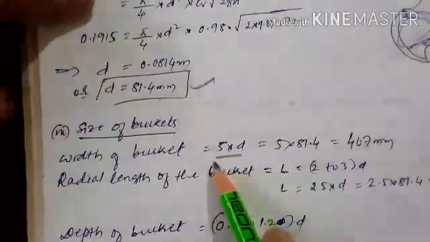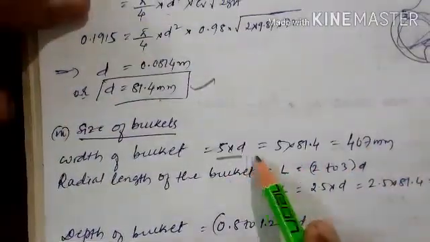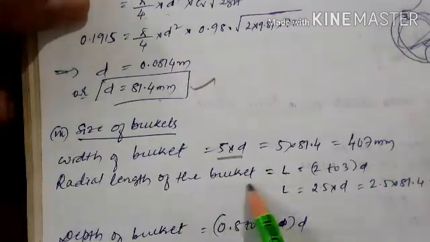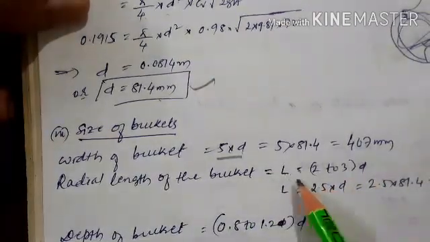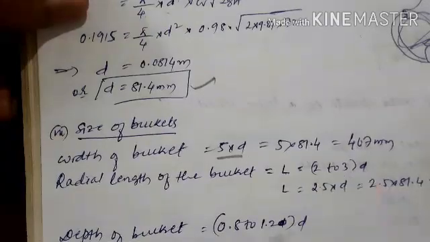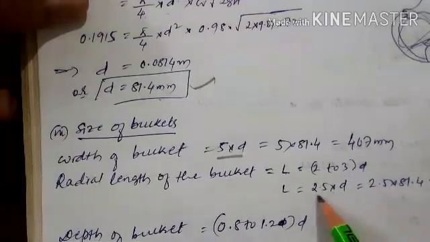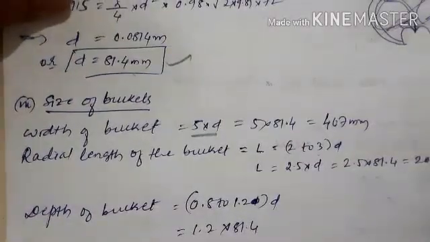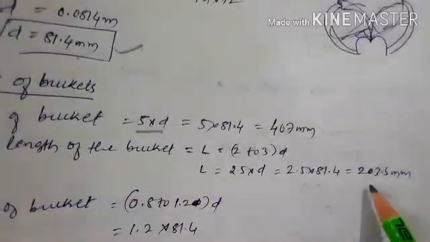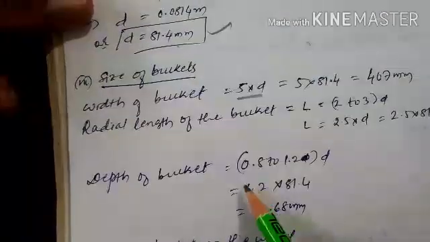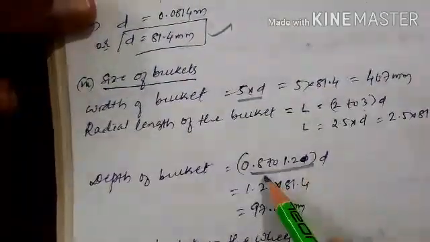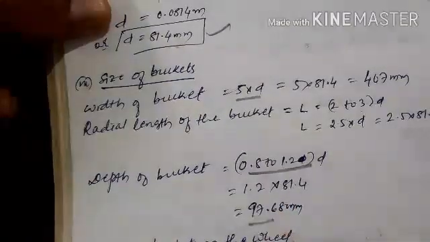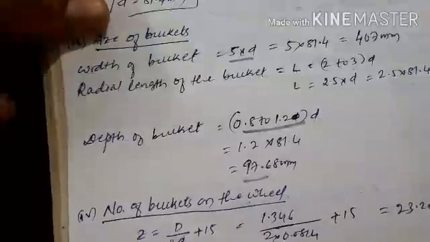Then substitute the value of d, that is the diameter of the jet, and we get 407 millimeters. The radial length of the bucket, L, can also be calculated as 2 to 3 times of d. Let us take 2.5 times of d, then we get 203.5 millimeters as the radial length of the bucket. Then the depth of the bucket can generally be taken between 0.8 to 1.2 times of d. Let us take 1.2 times of d, and we get 97.68 millimeters.